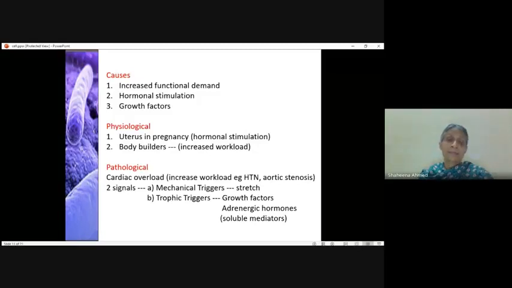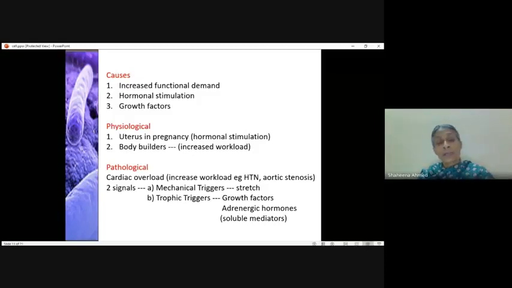Bodybuilders, again, this is another classical example where hypertrophy in physiological condition is seen. In this, due to the increased workload, due to the excessive weights that they are pumping, the size of the skeletal muscles increases due to the increased workload.